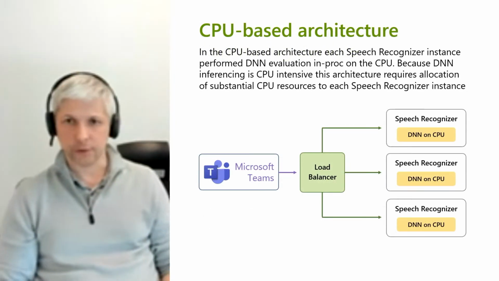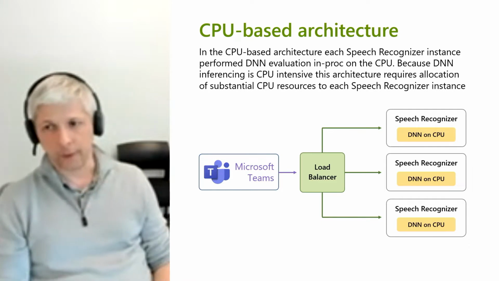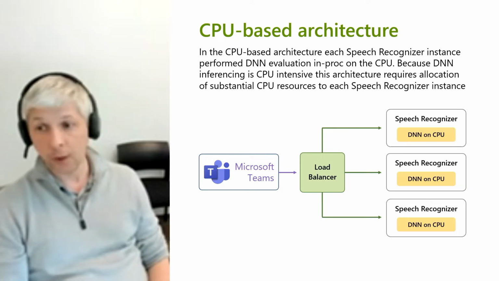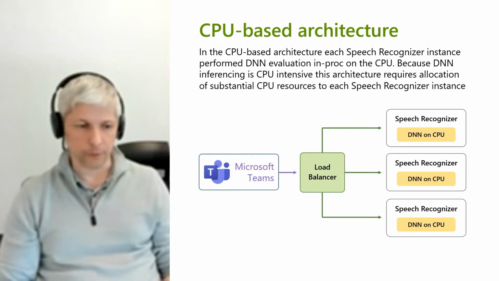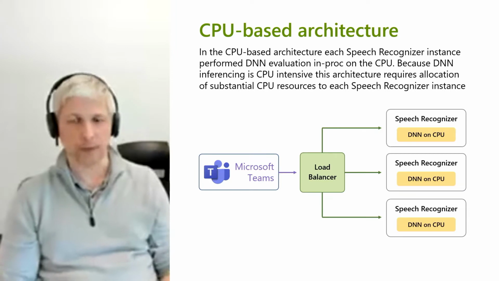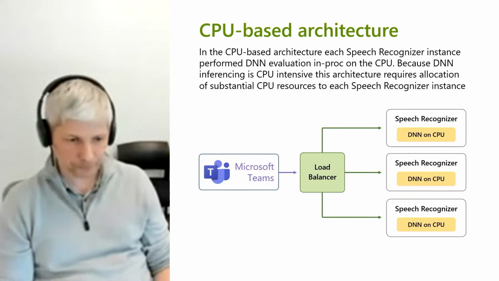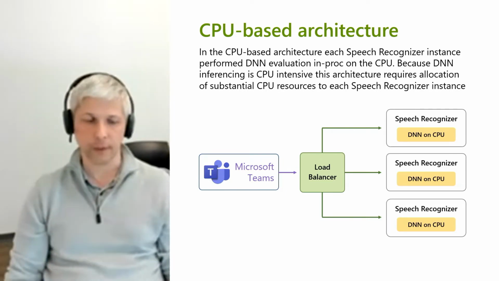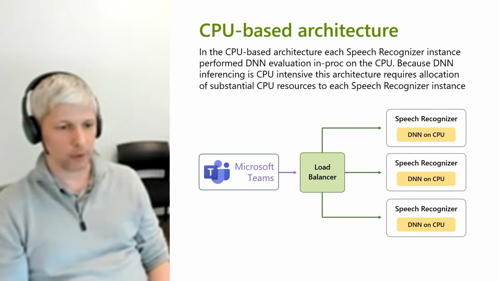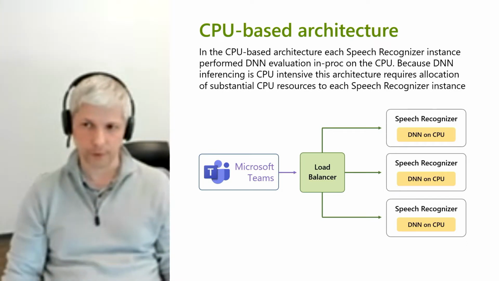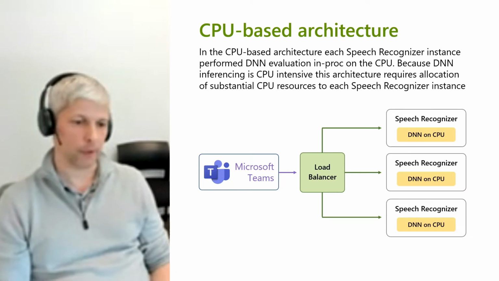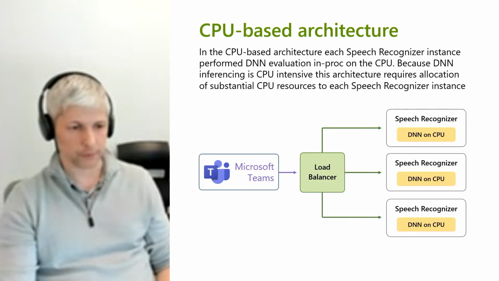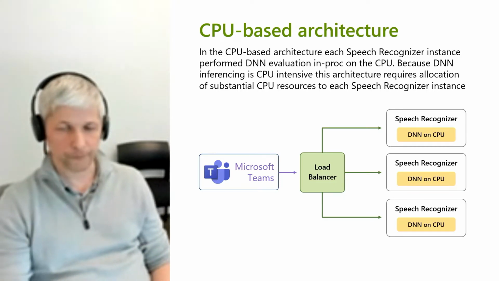And before we transition to GPU, in the CPU world, our service at the high level consisted of a pool of speech recognizers, which run the inferencing on CPU, and to which Microsoft Teams sends meeting audio, and which provide recognized text. And to ensure that speech recognizer can keep up with real-time audio, we have to give it enough CPU resources. Because if we don't, then the speech recognizer will fall behind and users will see delayed captions. And that is the CPU cost that was the biggest cost driver for our service overall.